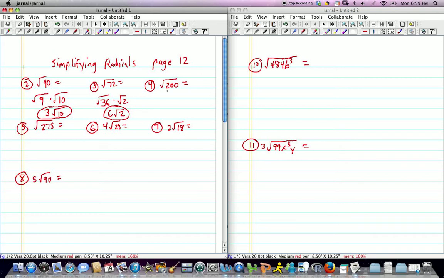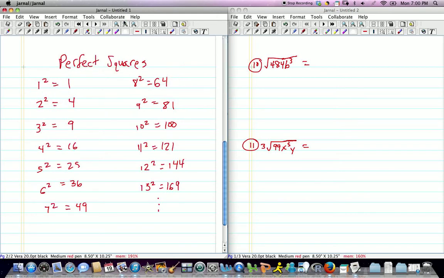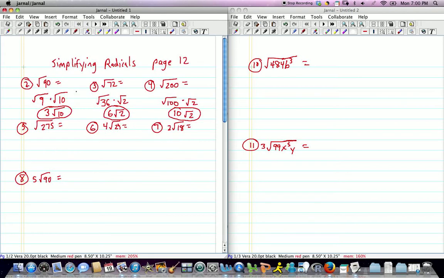Number 4, square root of 200, we're going to rewrite that. The square root of 100 times square root of 2. Square root of 100 is 10, keep the square root of 2. So you'll see that without knowing what the perfect squares are, this can be a lot harder. But when you practice and study the list that we just created over here on this page, then these problems become a lot simpler because you'll know what the perfect squares are, and then you can reduce these problems.